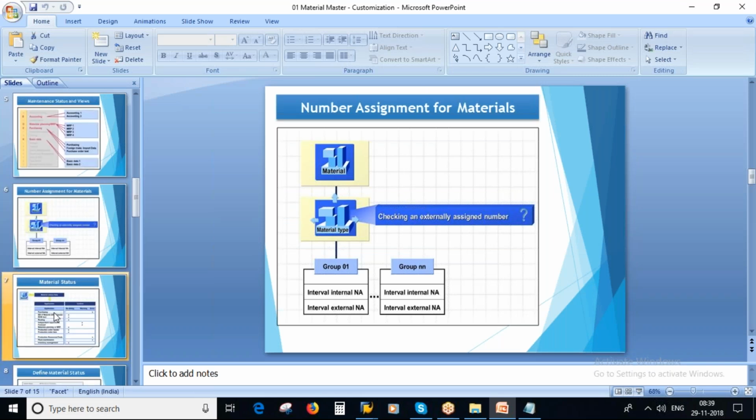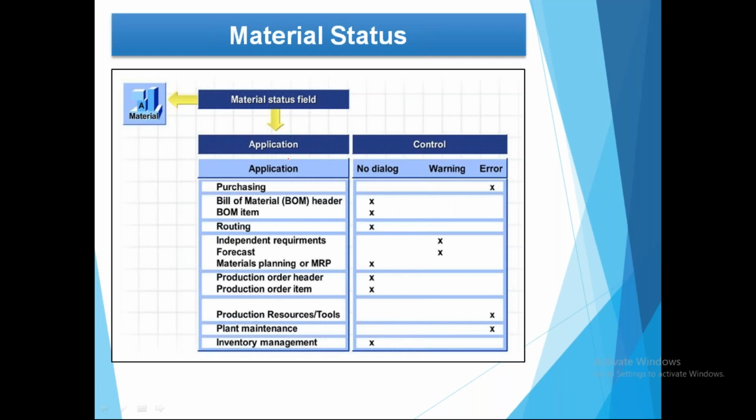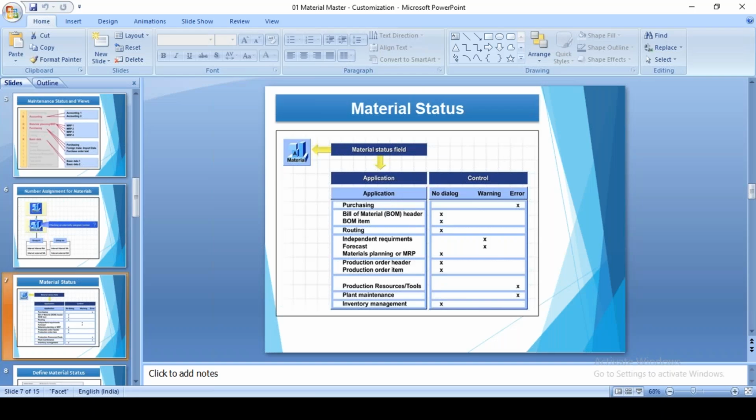Next we will be discussing material status. Material status will tell you in which areas and applications a particular material can be used, like in purchasing, BOM maintenance, routing in PP, production orders, or MRP. Those things you will maintain in the material status.